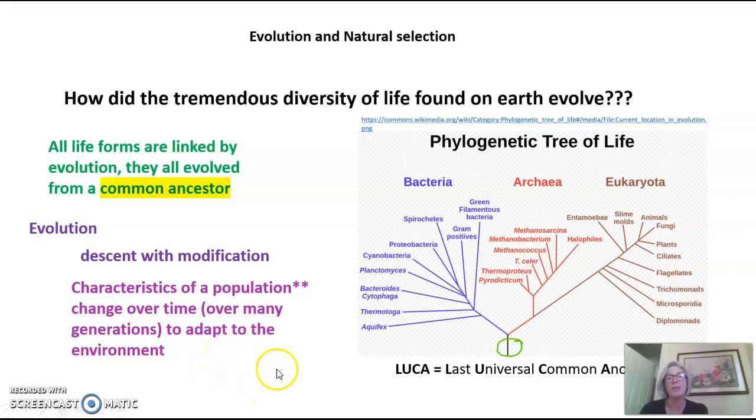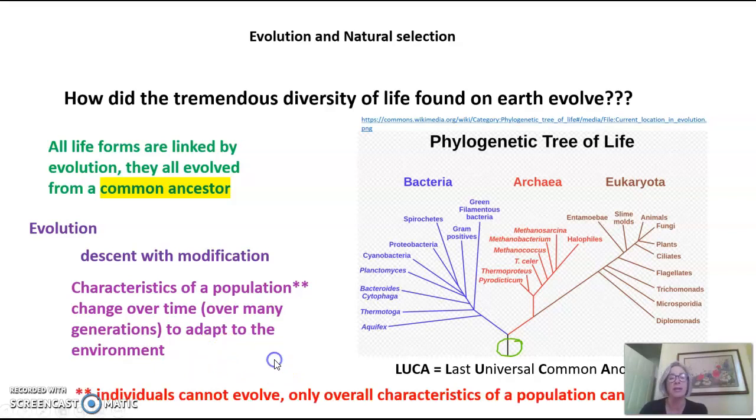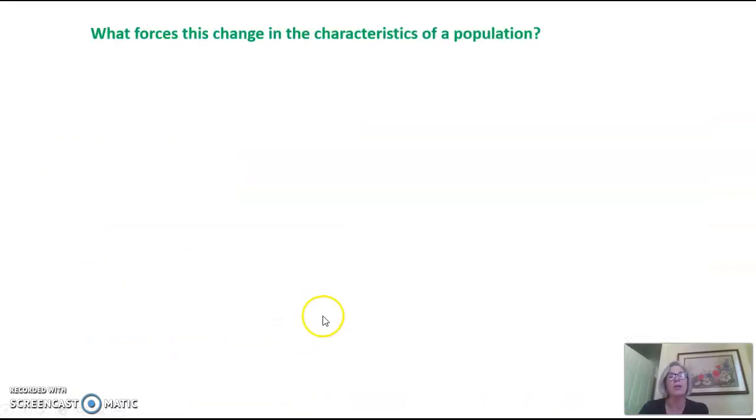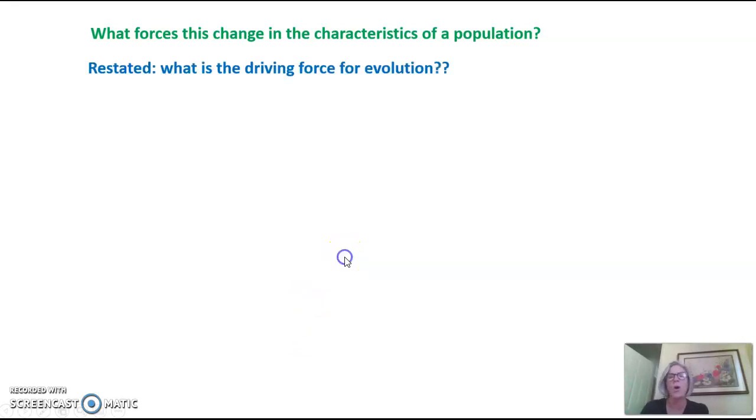Now you notice that I have two asterisks next to population. That's because it's very important to realize that individuals cannot evolve. Only the characteristics of a population can evolve. And I'm going to go through a scenario to demonstrate that later in this video. But first I want to talk about what forces the change in the characteristics of a population. Or if that was restated, what is the driving force for evolution?